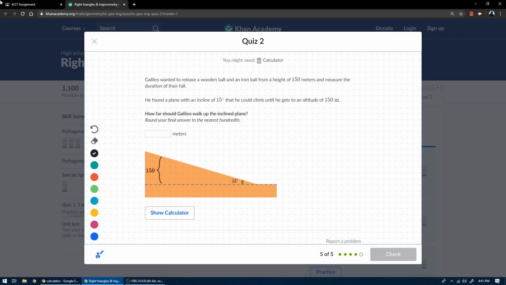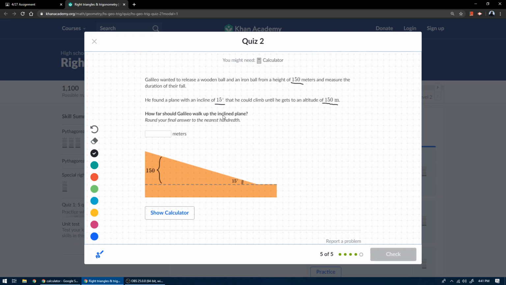Someone wanted to release a wooden ball and an iron ball from a height of 150 meters, and measure the duration of the fall. On an inclined plane of 15 degrees, they climb until it's at an altitude of 150. How far should he walk up the inclined plane?